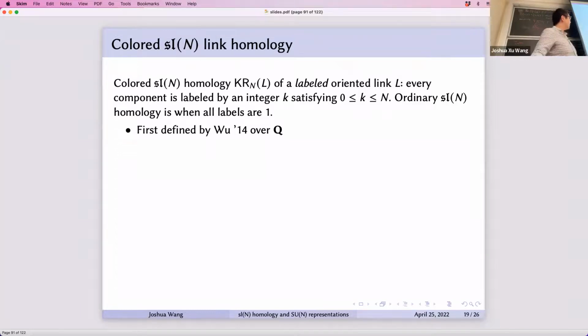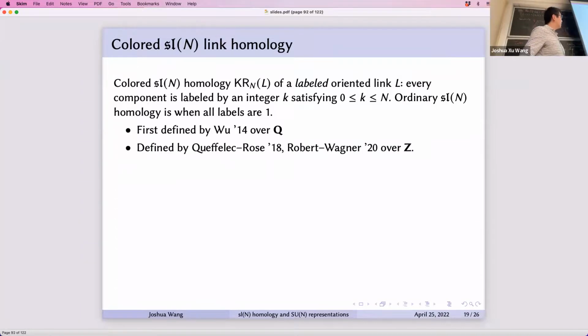Ordinary SL(N) homology is when all the labels are 1. This was defined first by Wu, and then in the same papers I mentioned before, defined over Z. And in case you know about this, it's also a bigraded invariant, and its decategorification is the Reshetikhin-Turaev polynomial invariant associated to the fundamental representations of SL(N).